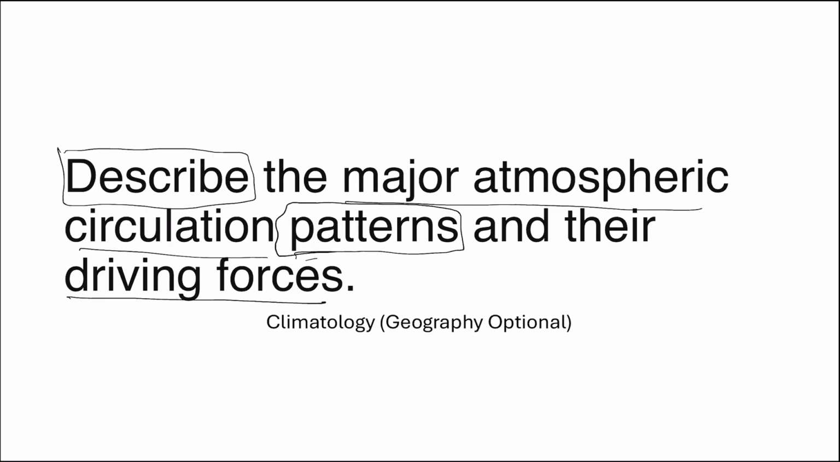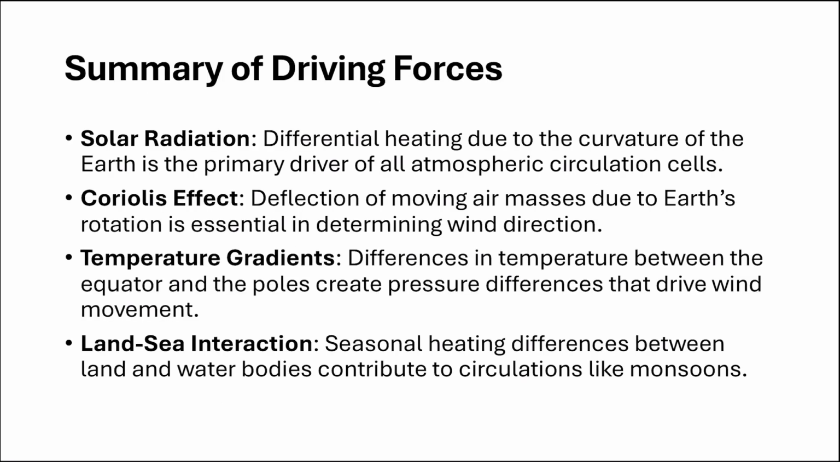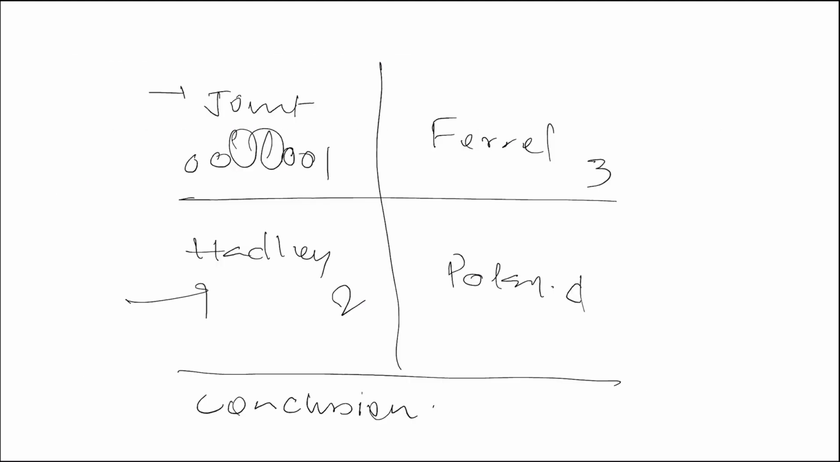And then because the question asks us to discuss the driving forces and the related phenomena, we can talk about how solar radiation is connected with different cells, what the role of Coriolis is, how the temperature gradient is making further changes in the movement of the winds, and what the role of land and sea interactions is, how they contribute to regional climatic phenomena such as monsoon, so that we can add every component. That is one way to write an answer.